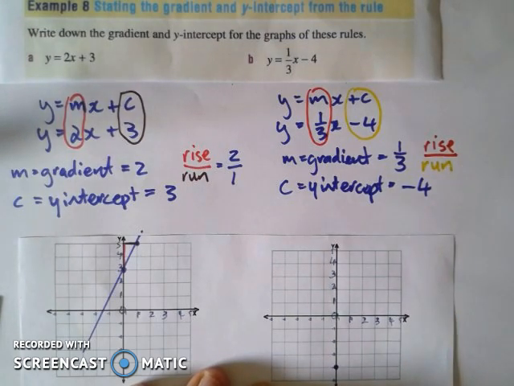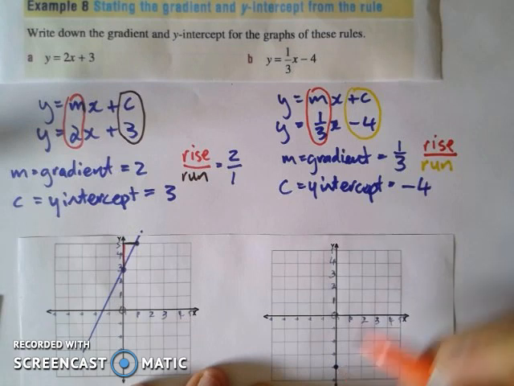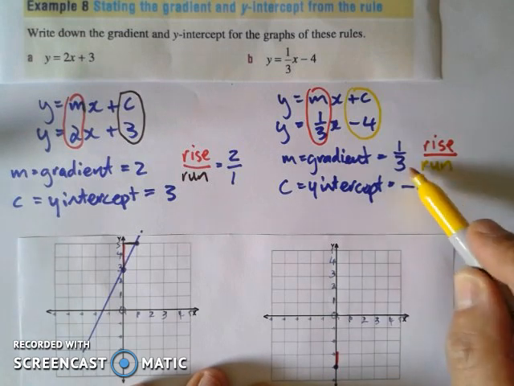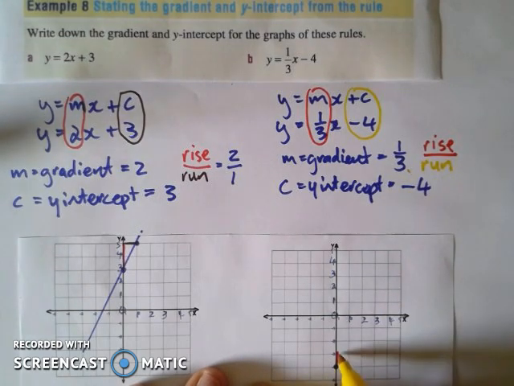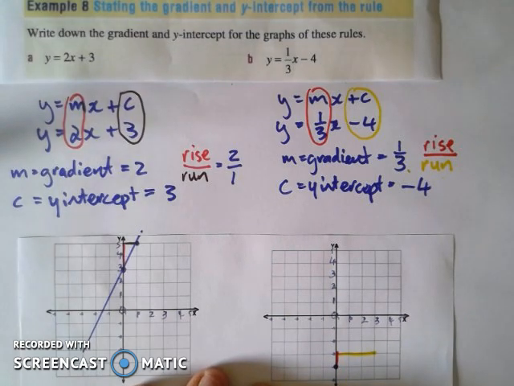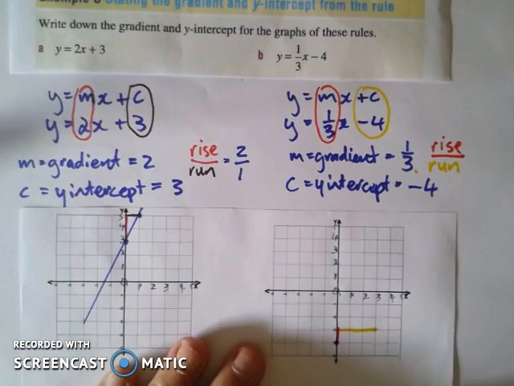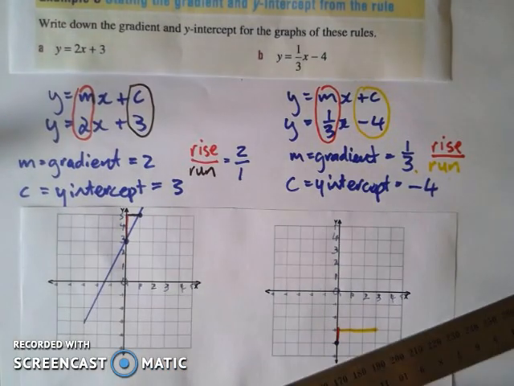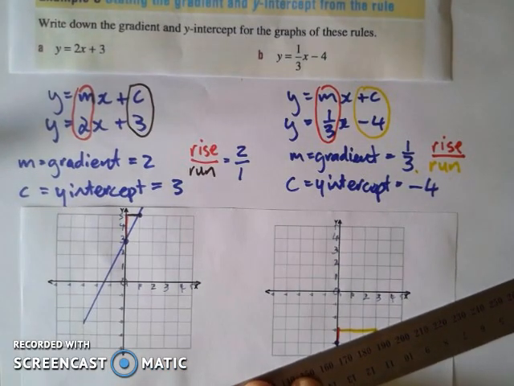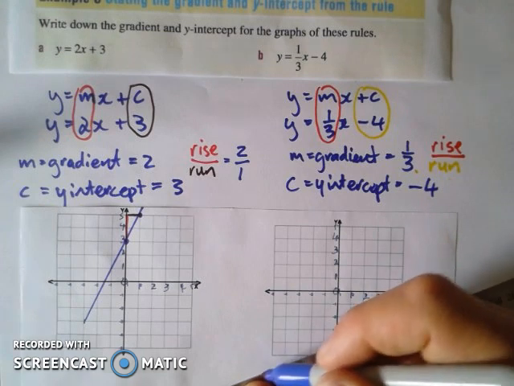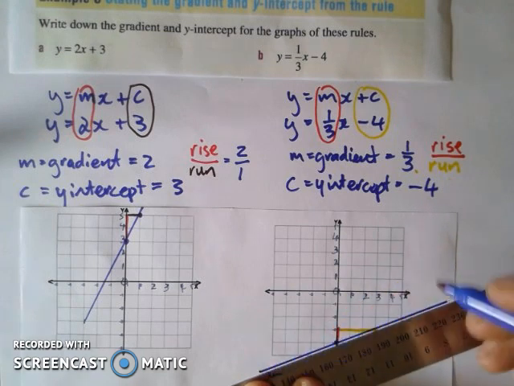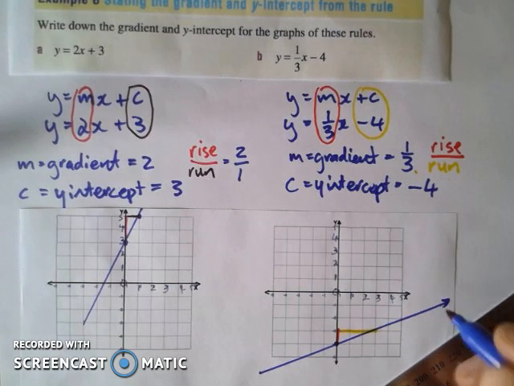which means I'm going to go to my y-intercept -4. I'm going to rise 1. Positive 1 is up, and I'm going to run 3. 1, 2, 3. And from there, I can now use my ruler. And my graph will look like that.